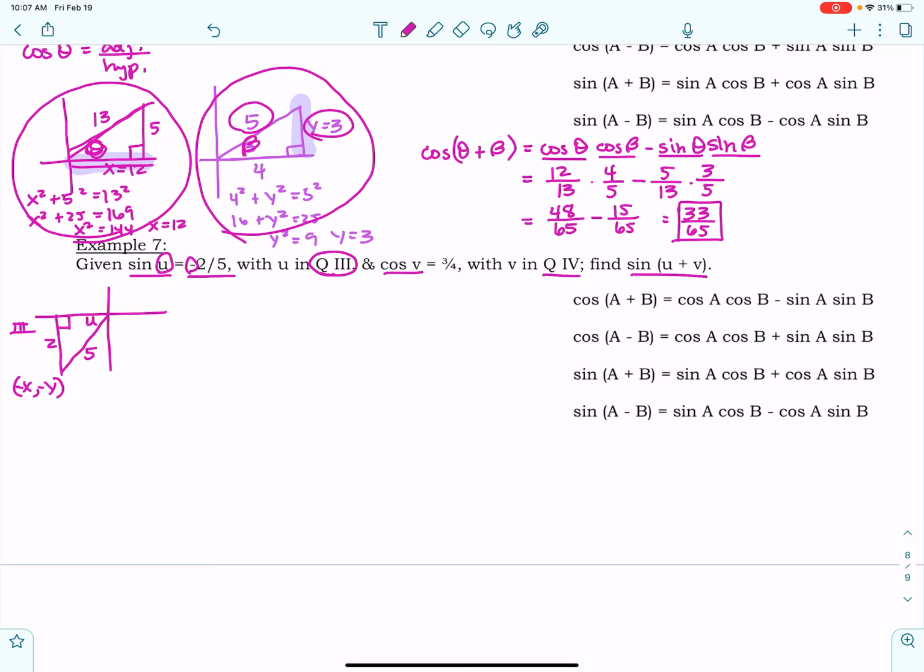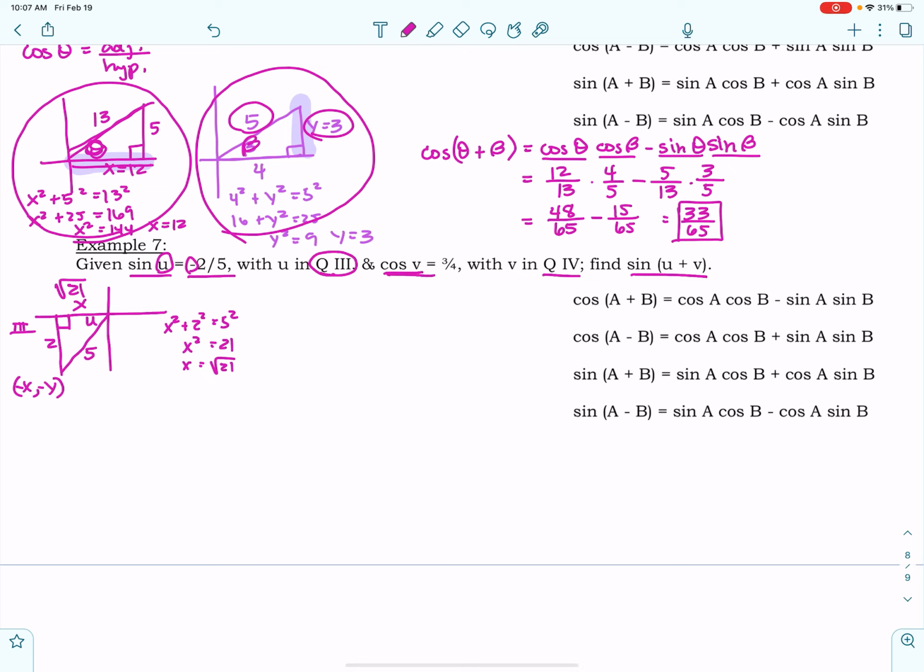So again, I am going to label this side x and use the Pythagorean theorem to find the value. So I've got x squared plus 2 squared equals 5 squared. So x squared equals 25 minus 4, which is 21. Well, that isn't nice and tidy, so I'm just going to leave it as radical 21. So this is radical 21 over here.